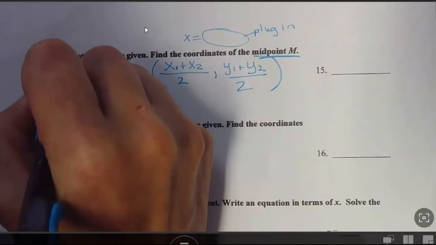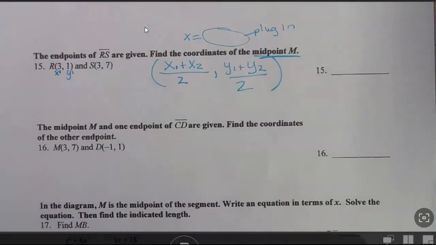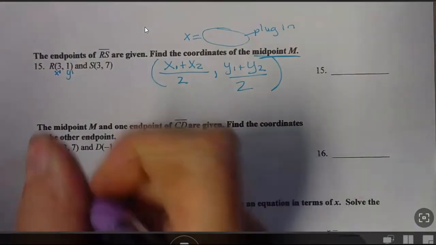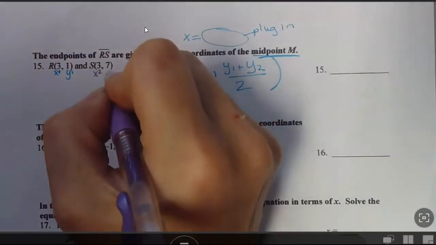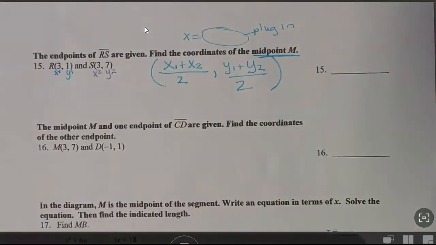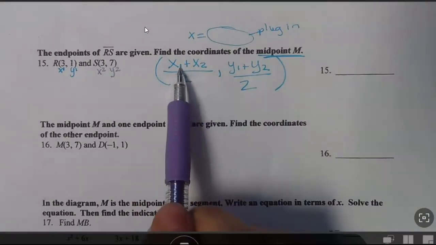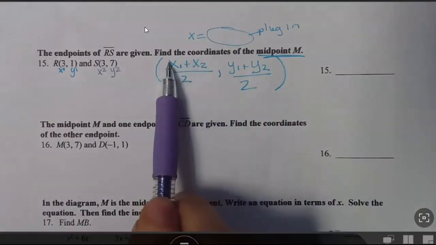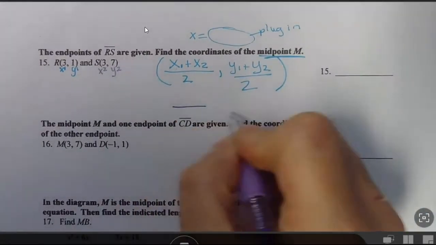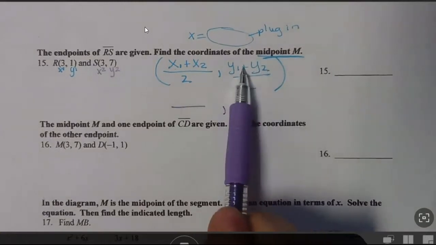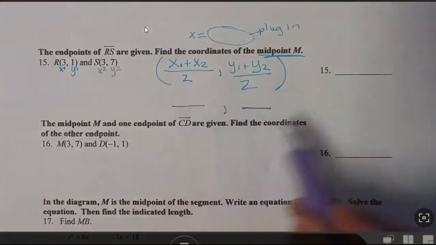This is x1 because it's the first x we see. This is y1 because it's the first y we see. This is x2 because it's the second x I see, and this is y2 because it's the second y I see. And just be careful. So go ahead, your x's, add them together, divide by 2. What's your new x coordinate? And then your y's, you add them together, divide by 2, and you give me the new y. You can circle your answer or you can put it on the line.